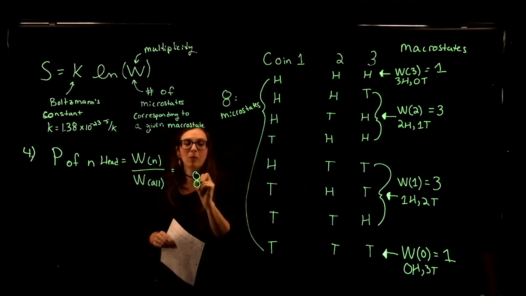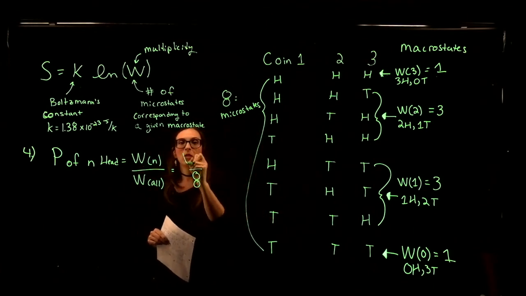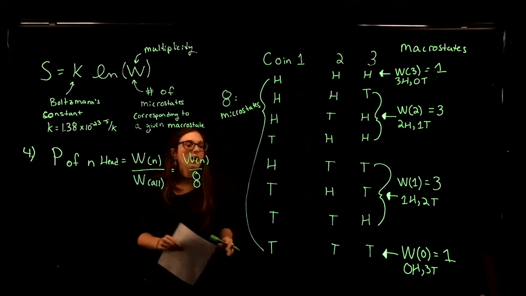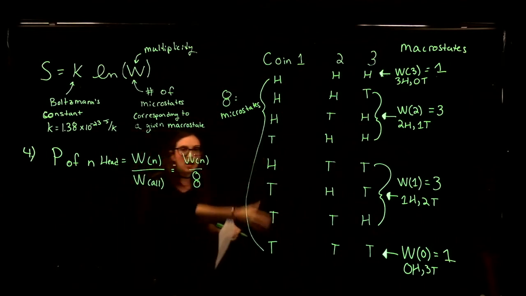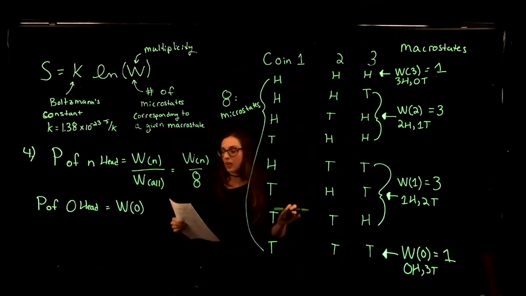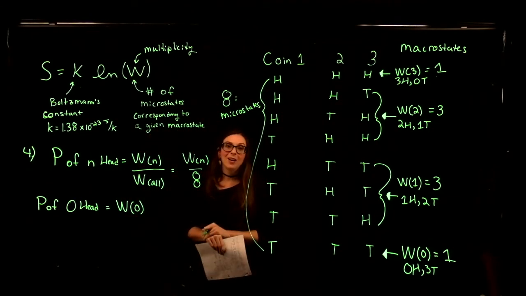So this bottom number is going to be 8. And so this top number here will be whatever is the multiplicity of that state. So what if I asked you to find the probability of flipping all 3 of your coins and only getting 0 heads, getting all tails?